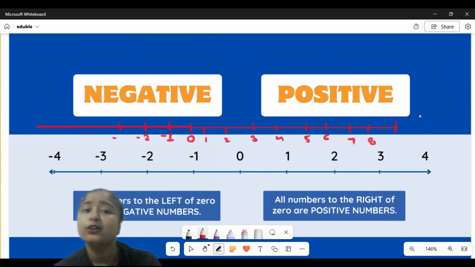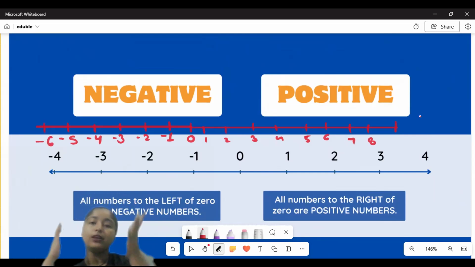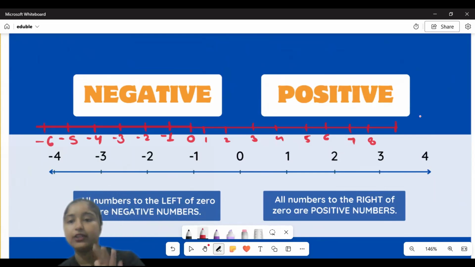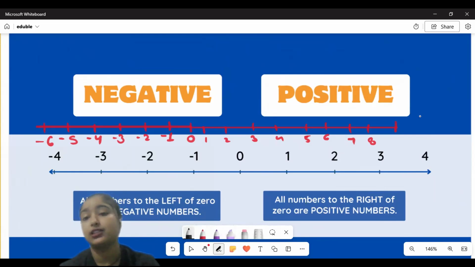-1, -2, -3, -4, -5, -6. Exactly. Now, if you will focus on this number line, you will find this common thing: as much as you go towards the left, the value is decreasing constantly, right? Let's see, this is 8.